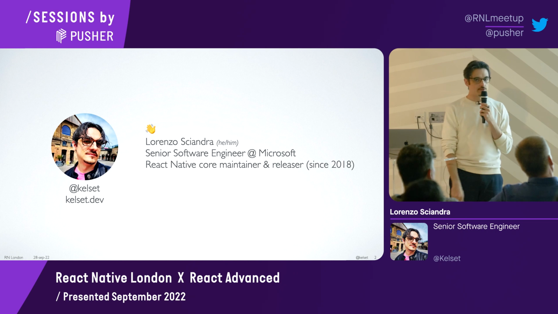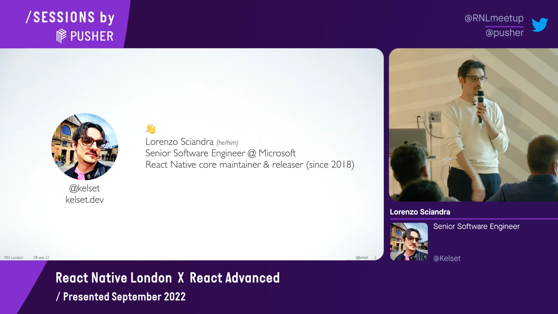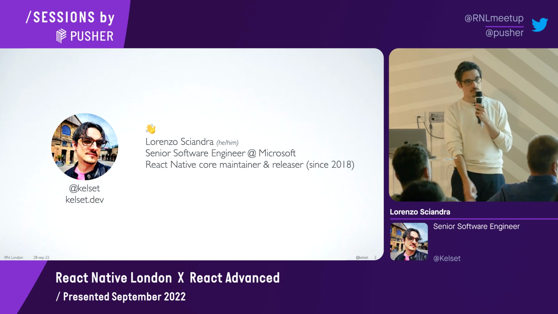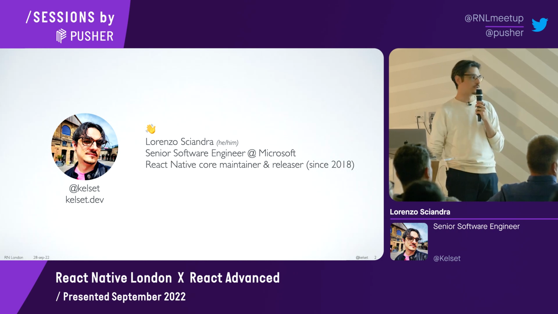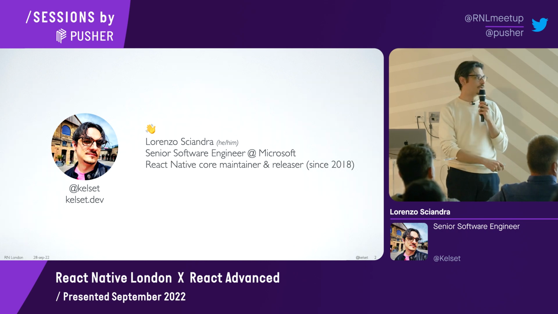So I'm Lorenzo Sciandra. I'm a senior software engineer at Microsoft. I'm also one of the React Native core maintainers. I'm a releaser, so maybe you've seen me around. My username is Calset basically everywhere.